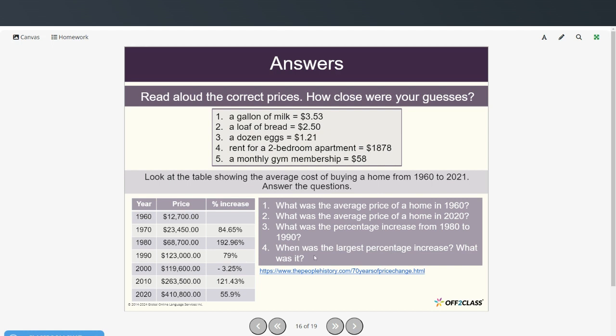And what was the largest percentage increase, and what was it? Well, the largest was between 1970 and 1980. It was 192.96.